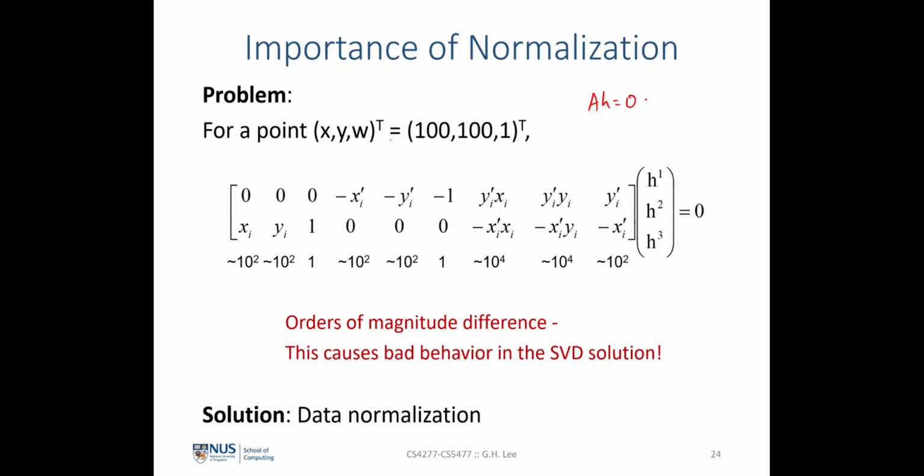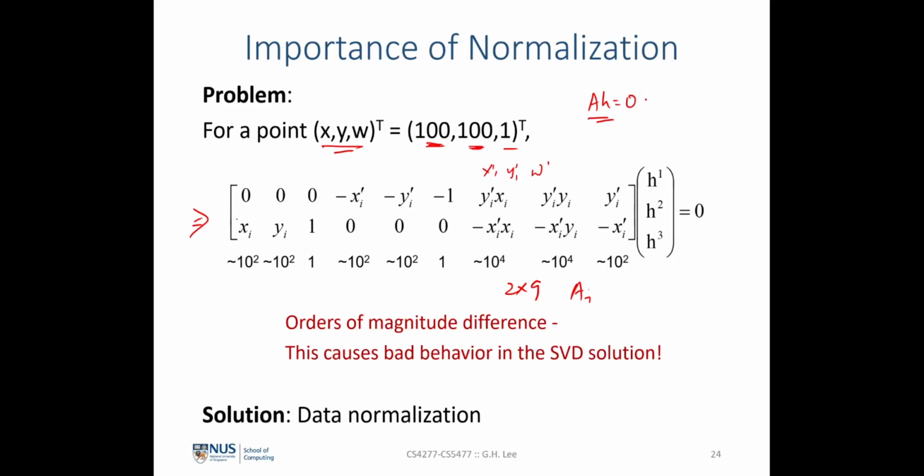Here's an illustration of the problem. Suppose that I have a point x, y, and w, the homogeneous coordinate of the point on the image, given by 100, 100, 1 over here. And suppose that x prime, y prime, and w prime are also in this order, hundreds and hundreds, and also 1 over here. The scale here is set to 1. By putting it into AH equals 0 and formulating the matrix A according to what we have derived in the previous slide, the 2 by 9 matrix Ai over here is what we are going to get.